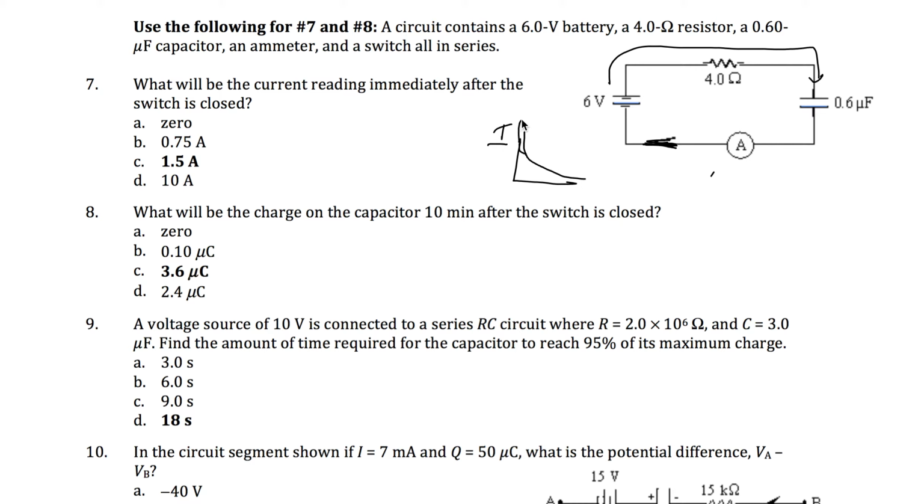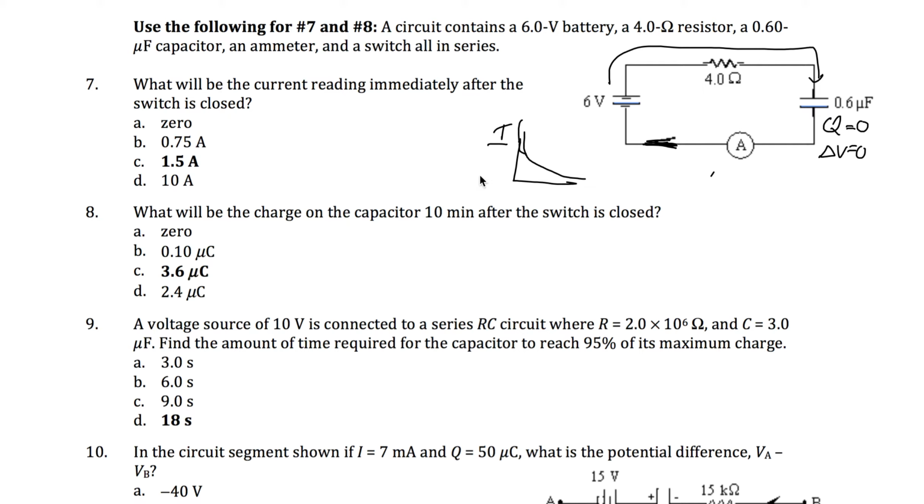The current always starts high and drops. Because what happens is, as this thing becomes charged, it's harder for charges to flow, because a potential difference begins to accumulate here, and then less charge flows. But at the beginning, when it's not charged, Q is 0, and delta V is 0. Then that means you have the maximum current flowing through here.